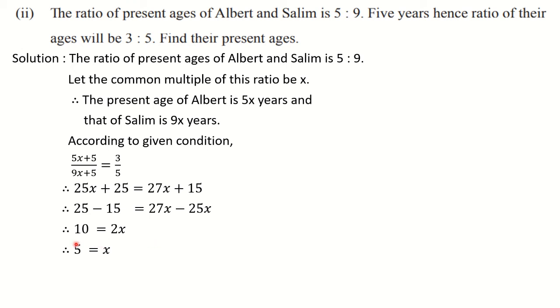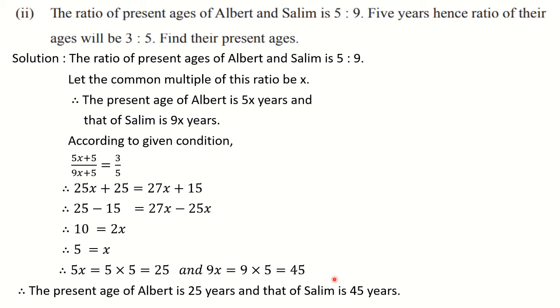After finding x, you have to make use of the statement which we have written in the beginning. So, the present age of Albert is 5x and Salim is 9x. So, to find out the value of 5x and 9x, 5x is equal to 5 into 5, that is 25, and 9x is equal to 9 into 5, that is 45. And finally, since it's a word problem, you have to write down the final answer as a statement. Therefore, the present age of Albert is 25 years and that of Salim is 45 years. Okay.